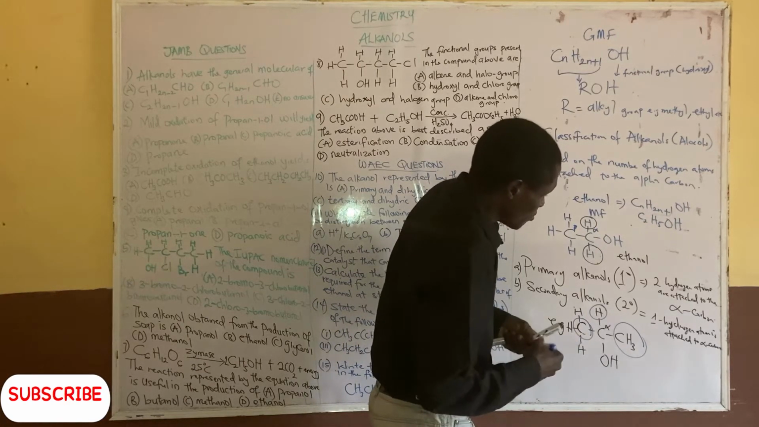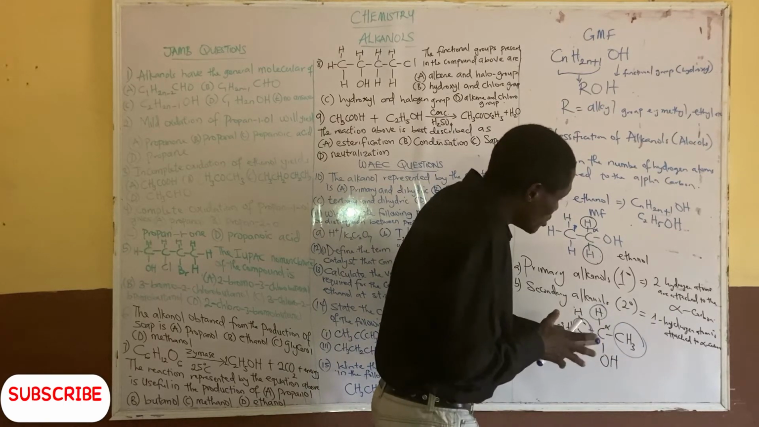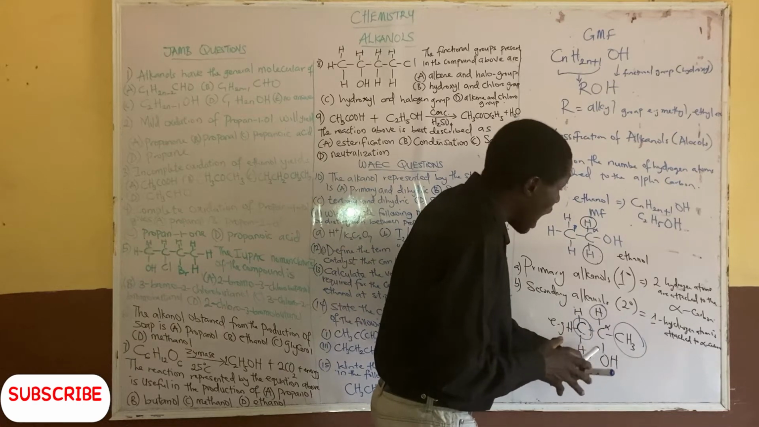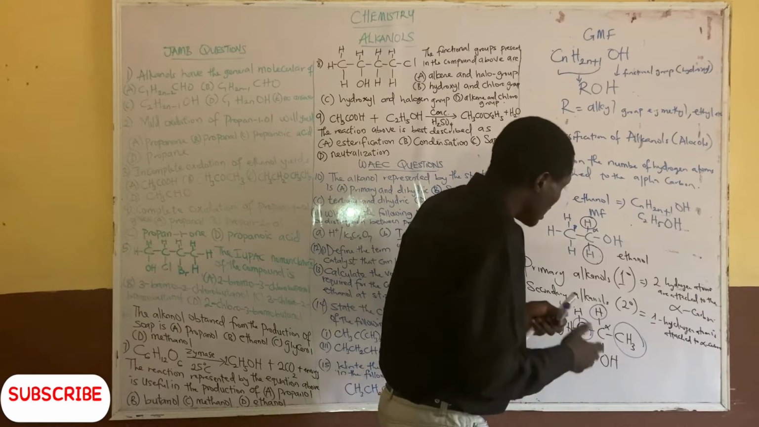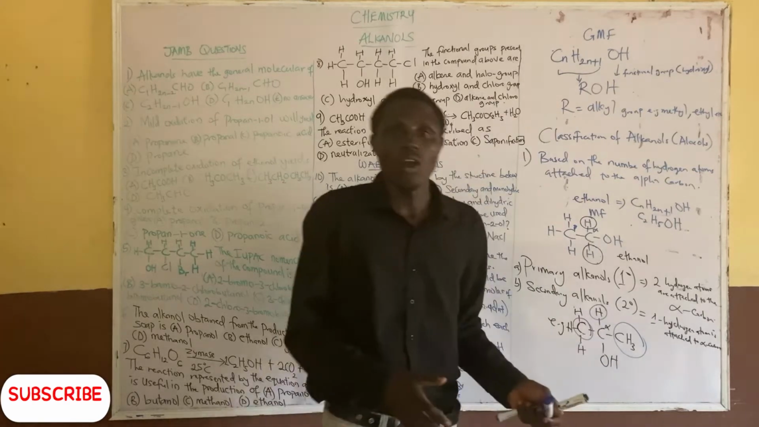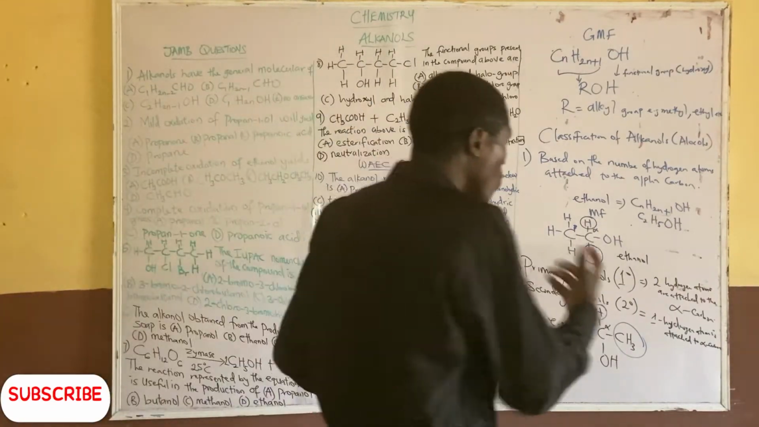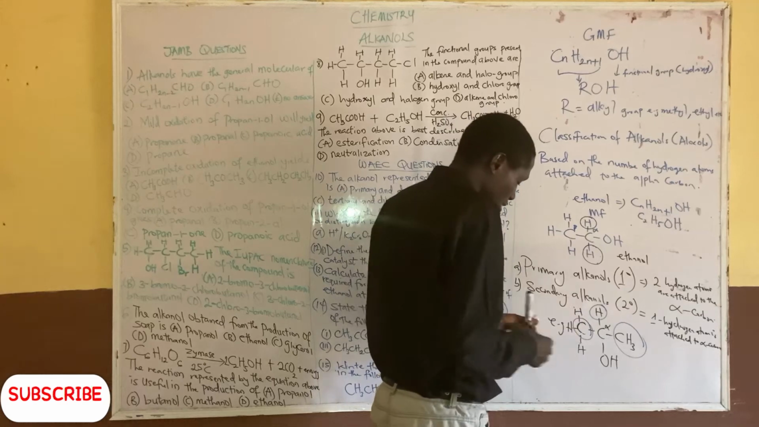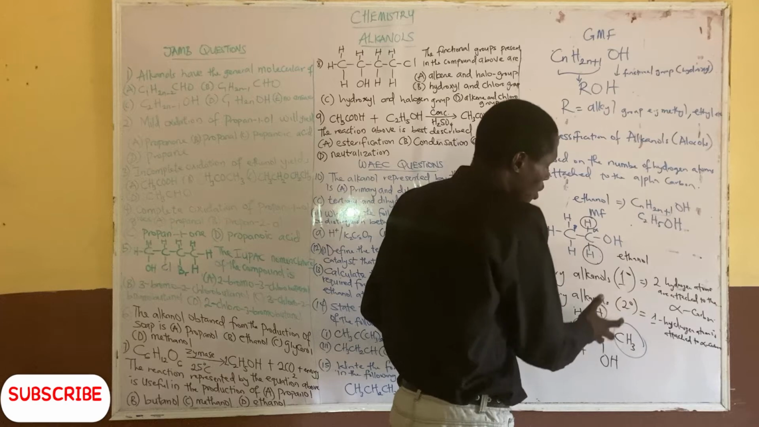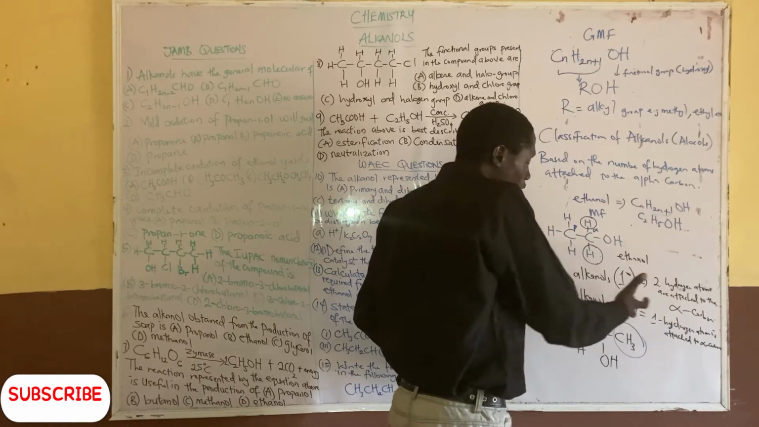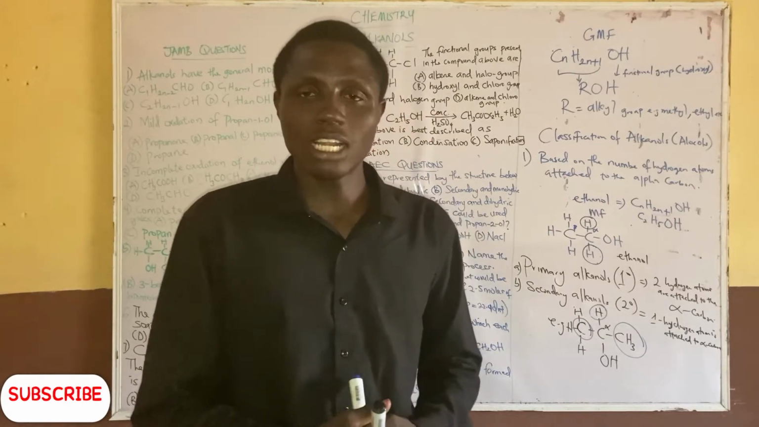So meaning that this alpha carbon is having one hydrogen attached to it. So that's why it is secondary alcohol. That's why it's secondary. Whenever the alpha carbon is carrying one hydrogen atom, such as in a case like this, you can see it is carrying only one hydrogen atom. So now this type of alkanol is known as secondary alkanols.